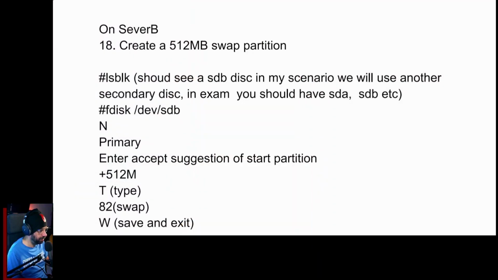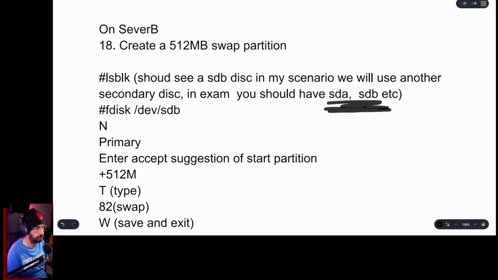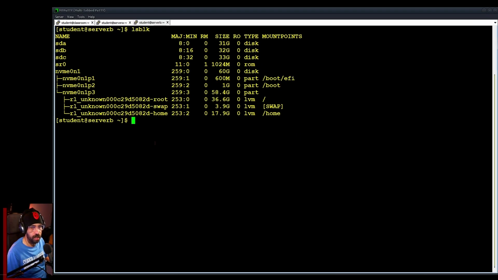So on server B, create a 512 megabyte swap partition. Okay, that's all they ask. That's all they want, which is fine. Okay. So let me see what disks I have. I have managed to end up configuring SDA. Okay. So once again, I have many videos about partitioning and swap files, swap partitions, etc. in my channel. Go check it out for all the details. But for now, let's do a swap partition here for the exam's sake.